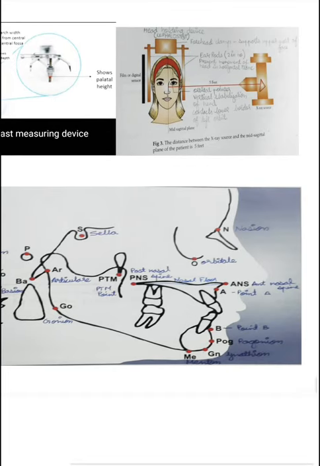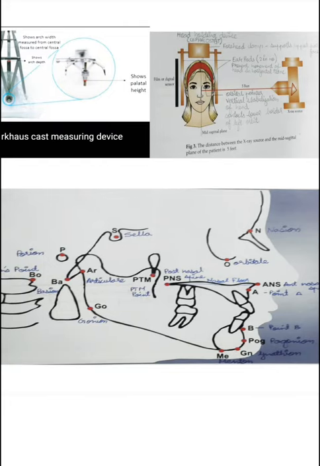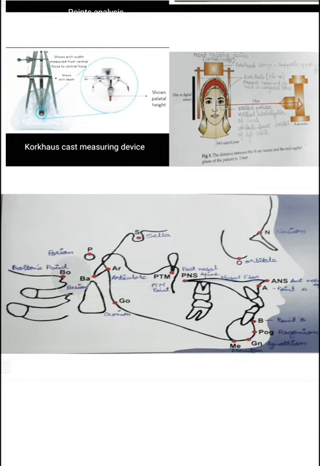So here this is nasion, this is orbitale, this is anterior nasal spine, this is point A, point B, pogonion, gnathion, this is menton, this is posterior nasal spine, this is PTM point, which is an anatomical point, articulare, sella, porion, Bolton's point, and basion.